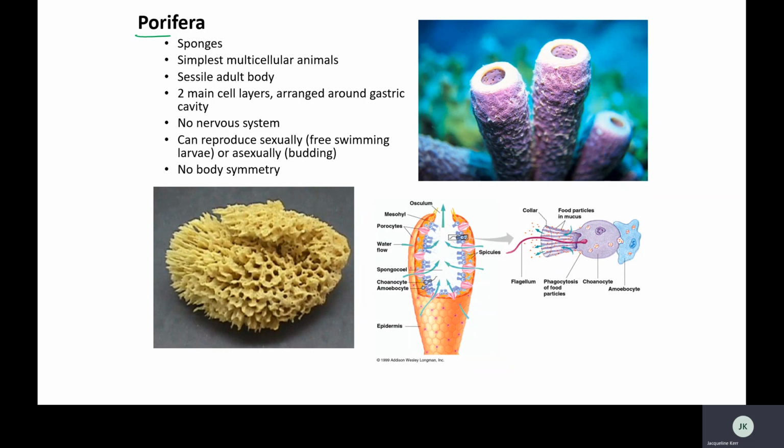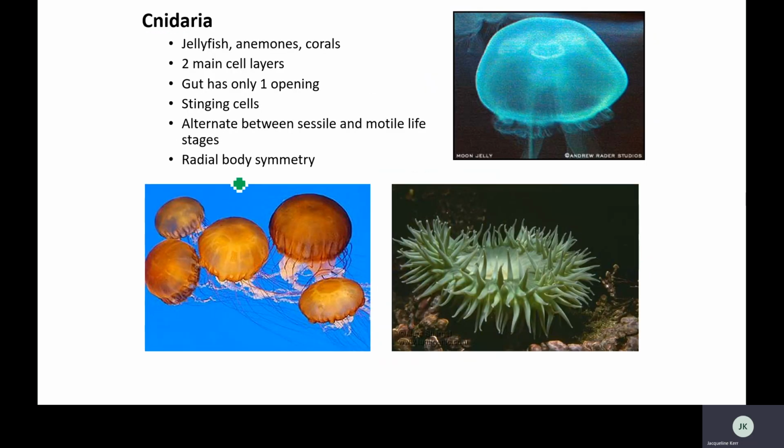Cnidaria are our next ones, and these have radial symmetry, so like here, both ways going across. They do have a gut, but it only has one opening, so it'll take things in through kind of an approximate mouth. It's not much of a mouth, but things that they don't need get ejected back out. Most of them have stinging cells. So if you think of jellyfish, some of them might alternate, but they have some sessile stages, which means they're still, and motile means moving.